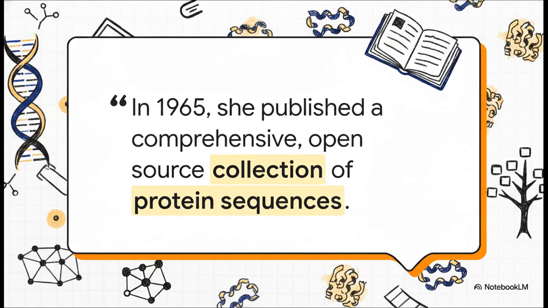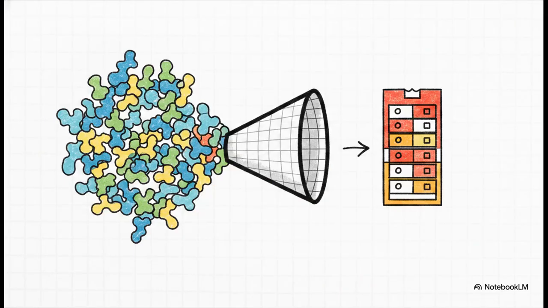Back in 1965, she published the Atlas of Protein Sequence and Structure. It was a comprehensive, open-source collection of protein sequences that fundamentally changed the game. But her genius didn't stop at just collecting the data. She actually knew how to optimize it for the technology of the time.